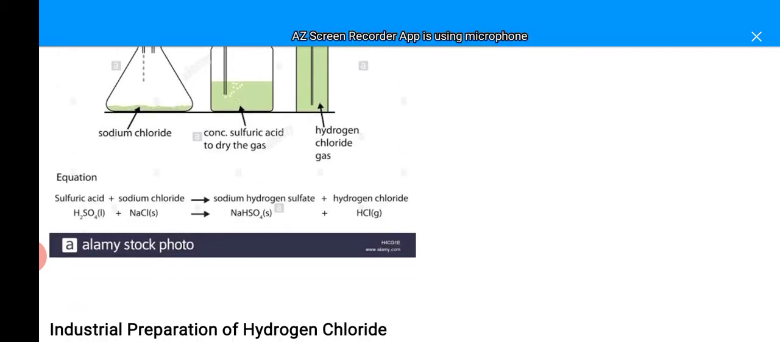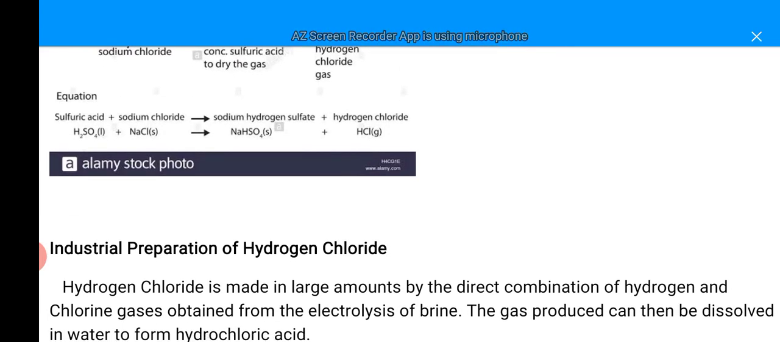We also have the equation below as we have shown before. Sulfuric acid plus sodium chloride, sodium hydrogen sulfate plus hydrogen chloride. So the sodium hydrogen tetraoxosulfate(VI), when it combines at high temperature with more of the NaCl, then we have more of the HCl, that is the hydrogen chloride gas formed.